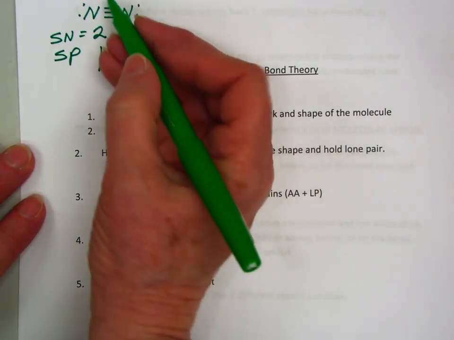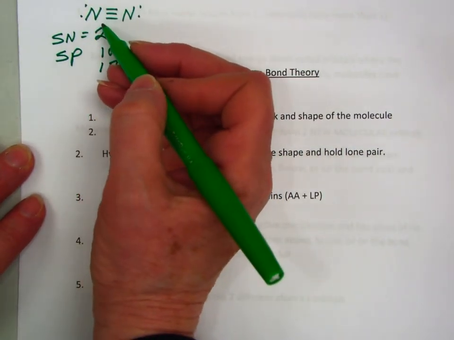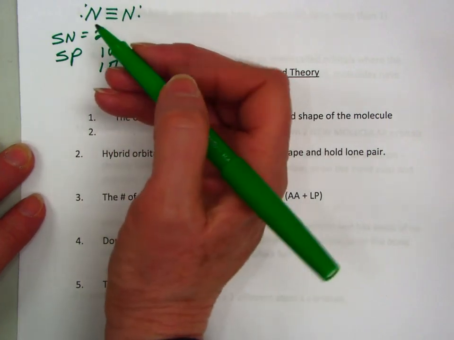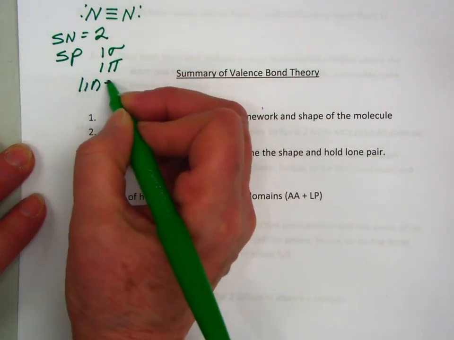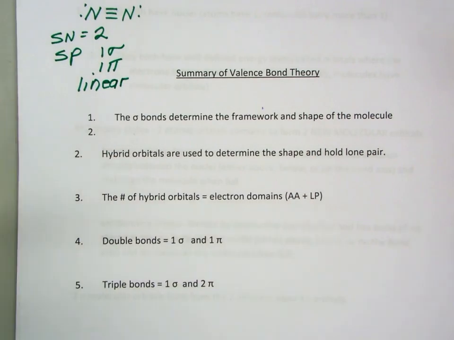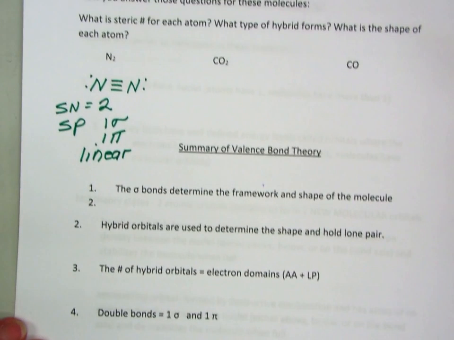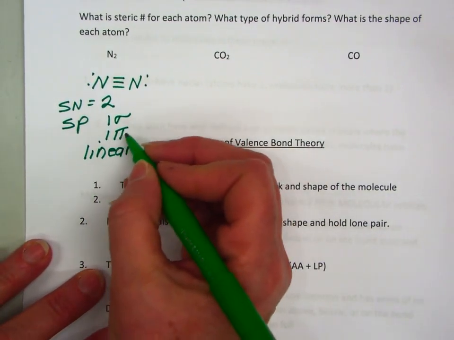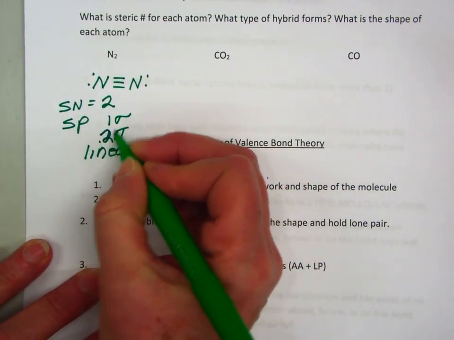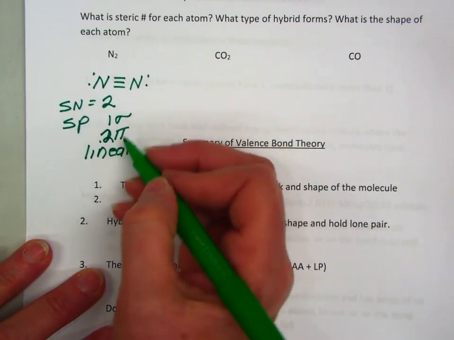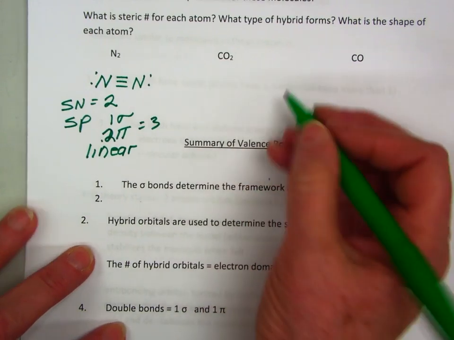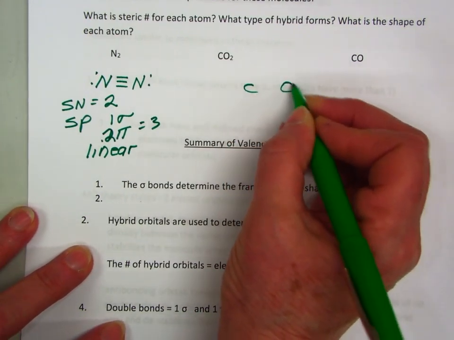And then when we think about the shape, because this is just a 2 nuclei molecule, it is linear. Anytime you only have 2 nuclei or 2 atoms, you're going to have a linear molecule. So that doesn't really fit in our discussion so much. 1 sigma and 2 pi's because it's a triple bond. So 1 and 2 is 3, triple bond. Okay, now the CO2, this is a little bit different.